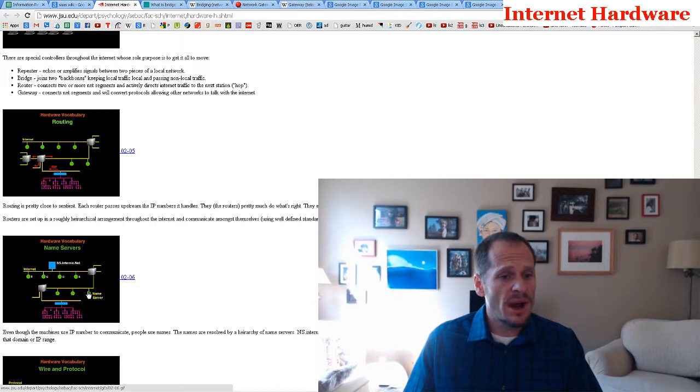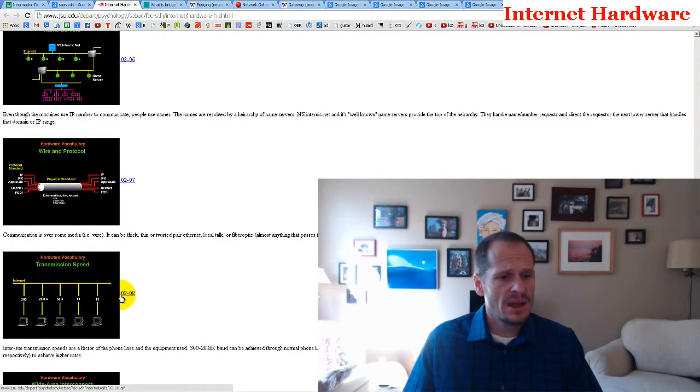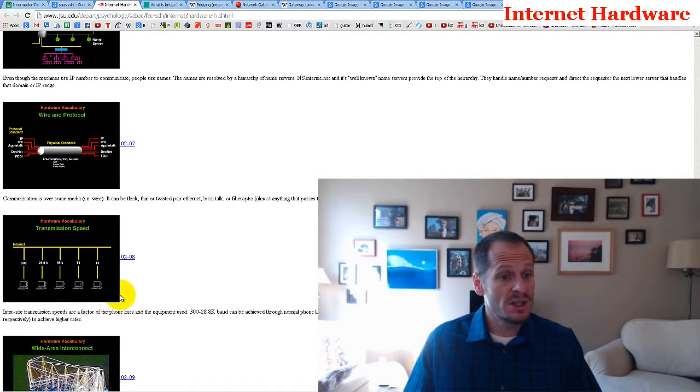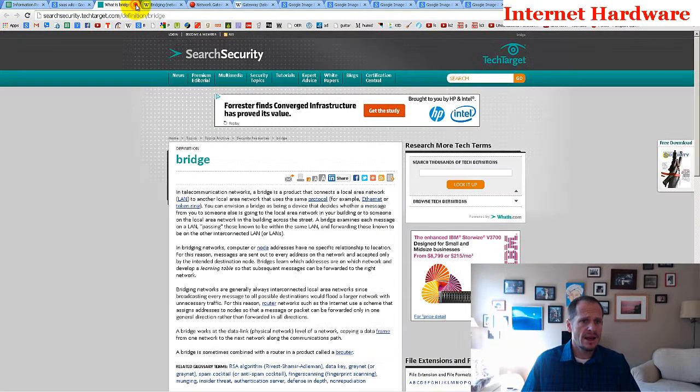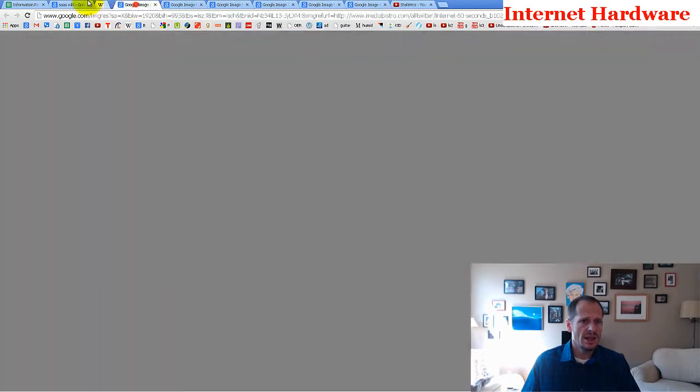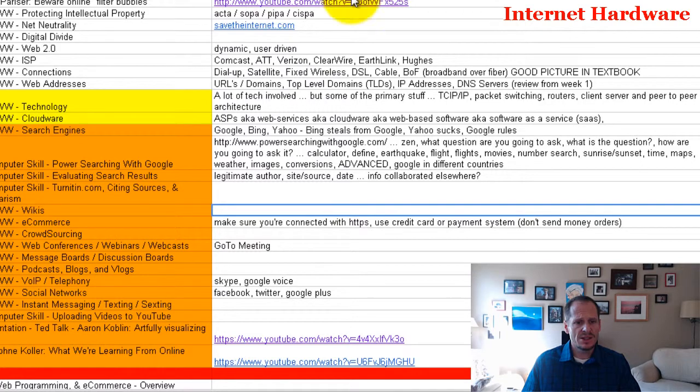Then we learned about routing. We learned about name servers and the DNS, the domain name system. We've talked about transmission speed some, though this slide lays it out really nicely: 300 bits to 28 kilobits per second, 56 kilobits per second, T1, T3. These are just some of the different speeds that are out there, along with wide area connections.